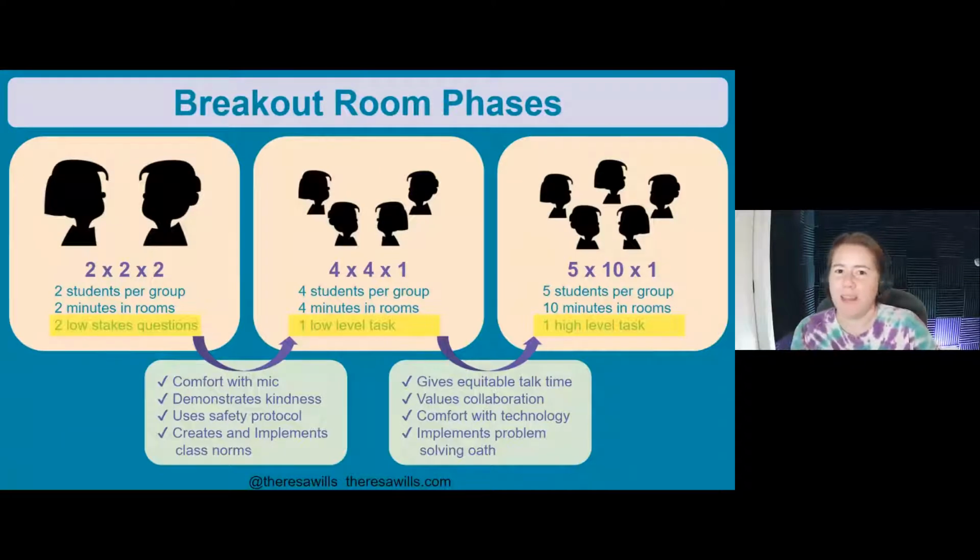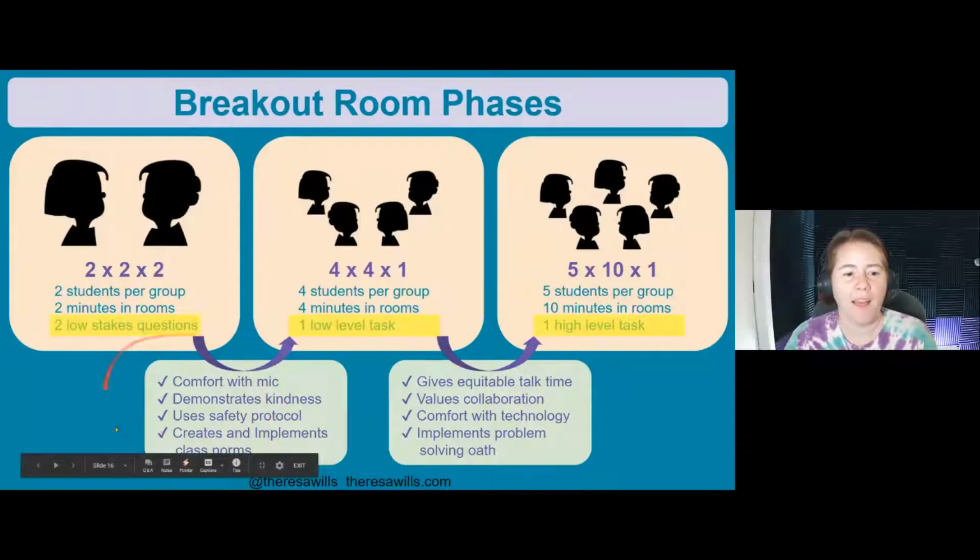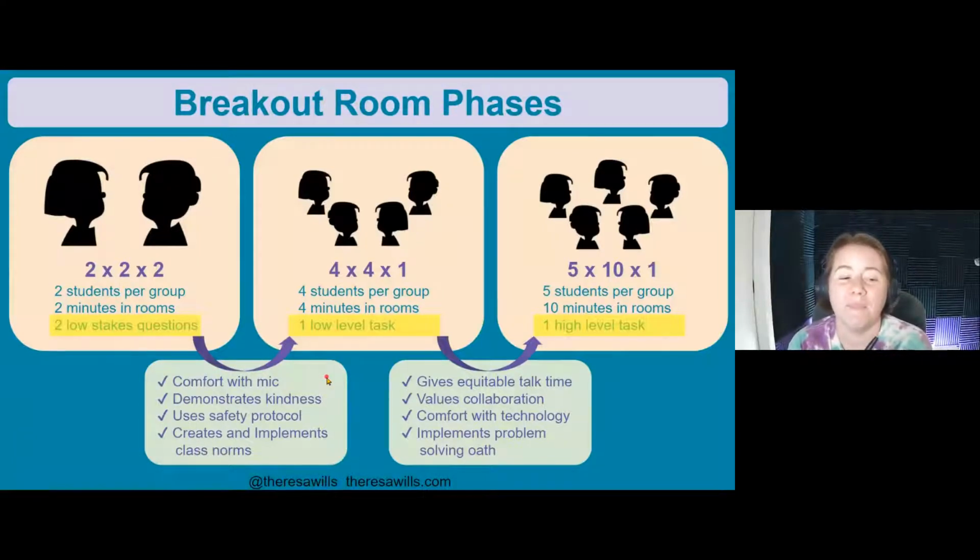And I do this many times. I'm looking for that students are comfortable with the microphone, that they can demonstrate kindness, use safety protocols, and create and implement class norms. Now, those are things that are important to me. You'll be able to modify this slide with things that are important to you.